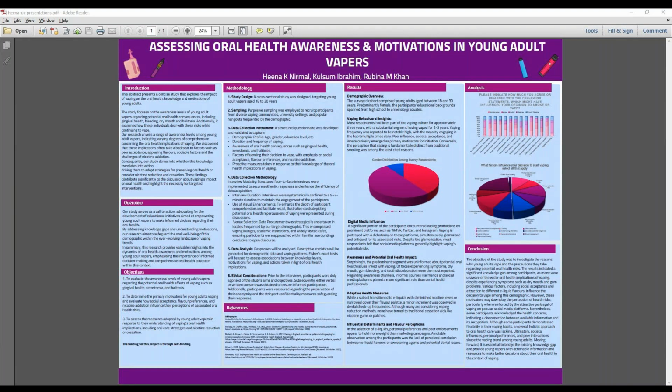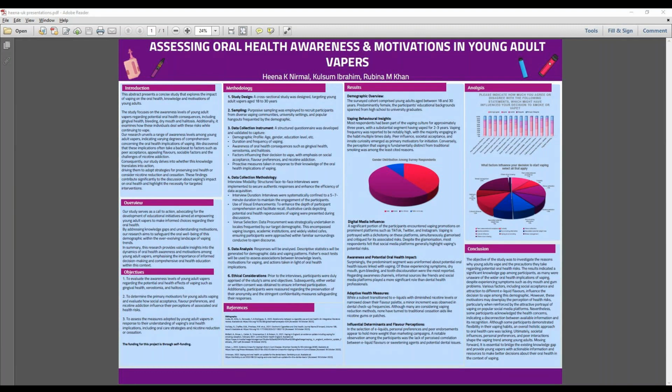Looking closely at health measures, some had switched to lower nicotine e-liquids or limited flavors. Dental checkup frequencies saw a minor increase, and few considered traditional cessation aids. Looking at influential factors, personal preference and peer recommendations mattered more than marketing and e-liquid choices. Participants didn't see a strong link between e-liquid flavors and dental issues.